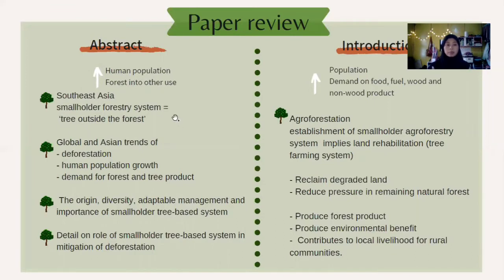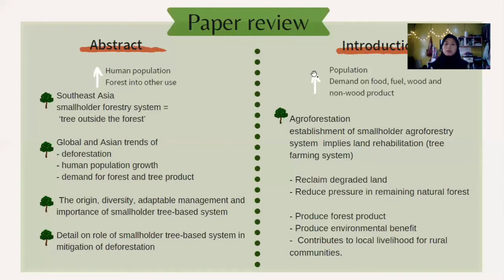Therefore, in this paper, they review the global and Asian trend of deforestation, human population growth, demand for forest and tree products, also the origin, diversity, adaptable management and importance of smallholder tree-based systems. And lastly, this paper reviews in detail the role of smallholder tree-based systems in mitigation of deforestation.